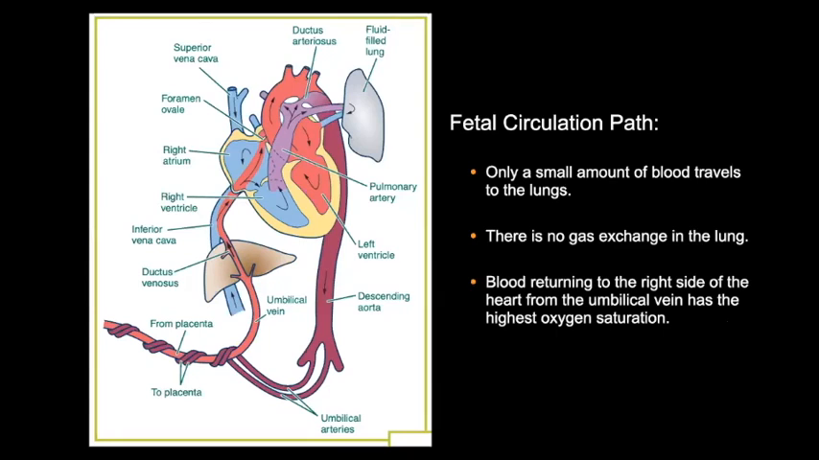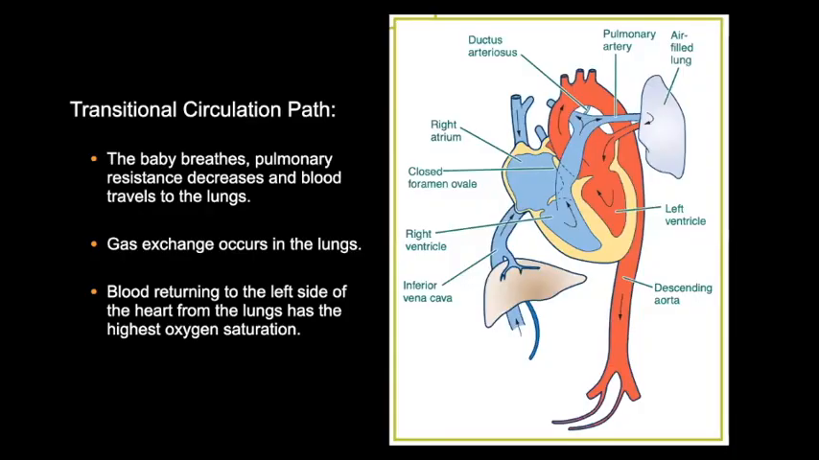So we have here a diagram of the fetal circulation path. We know that only a small amount of blood travels to the lungs in the fetal stage, and there is no gas exchange in the fetal lung. Blood returning to the right side of the heart from the umbilical vein has the highest oxygen saturation. After a baby is delivered, we have the transitional circulation pathway. Upon delivery, the baby breathes and pulmonary vascular resistance decreases and blood travels to the lungs for gas exchange. And blood returning to the left side of the heart from the lungs has the highest oxygen saturation at this point.